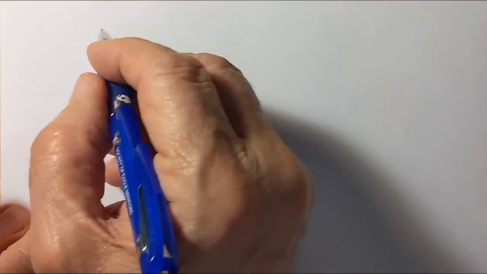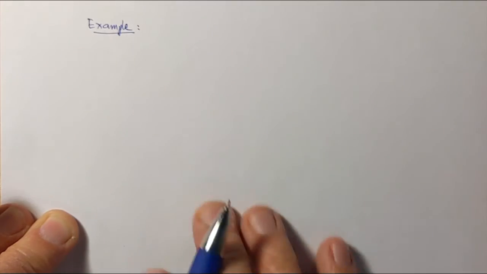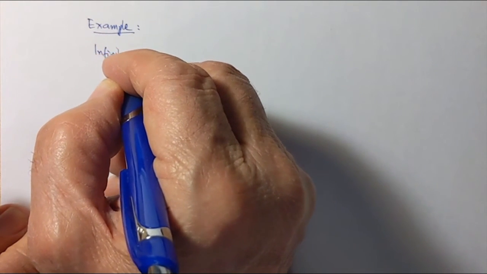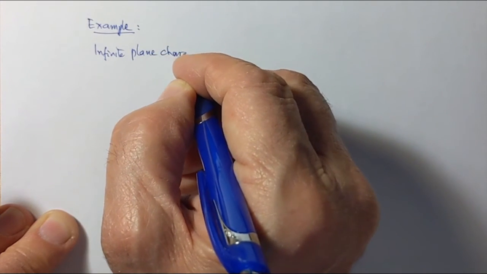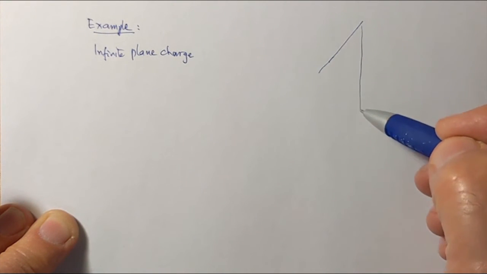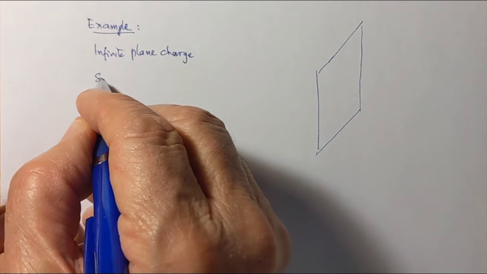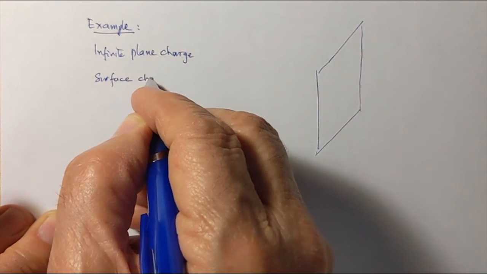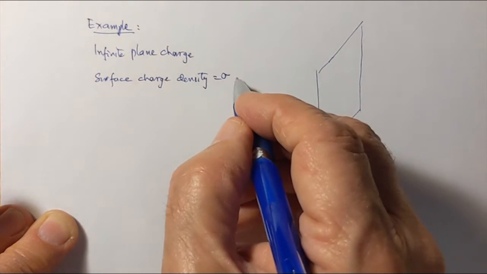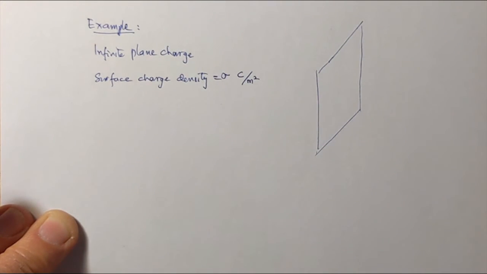Now, as the last example, we'll consider the case of a large sheet of charge. Like this paper is charged, but it's very, very large. So it's an infinite plane charge. The charge is over a large plane, and let's assume that this is part of that plane and it's supposed to be very long in all directions, and there is a surface charge density on it given by sigma, which is the charge per meter squared of this surface. So you take a square meter of this surface and it has a charge sigma, which would be coulombs per meter squared.